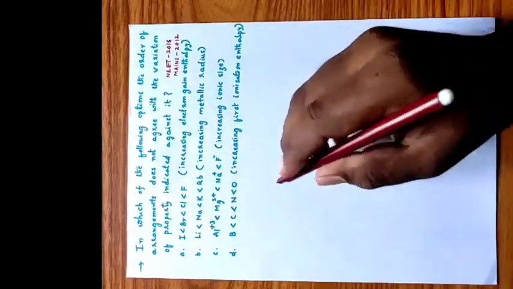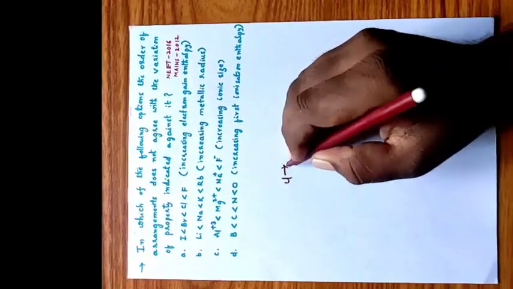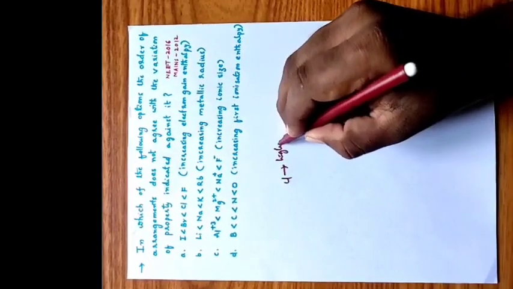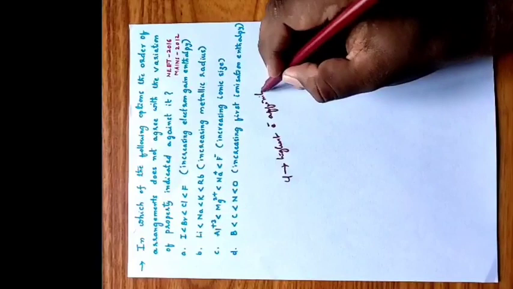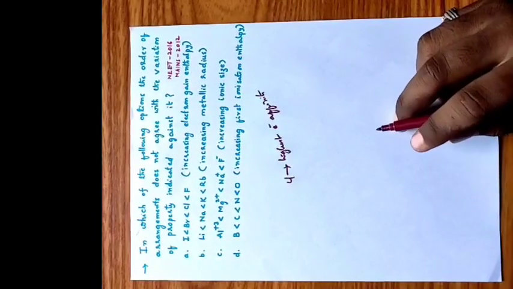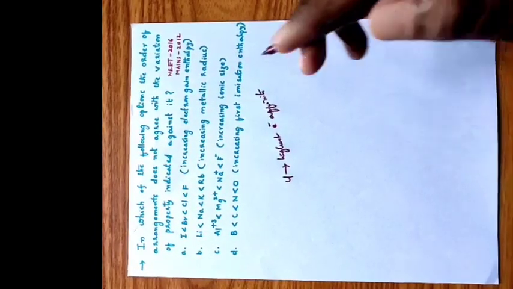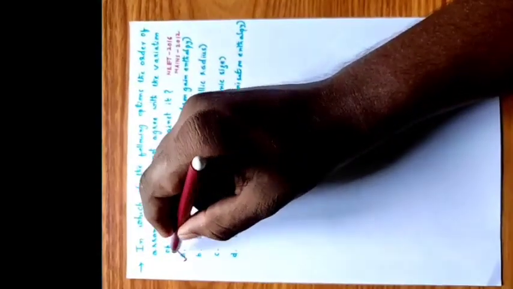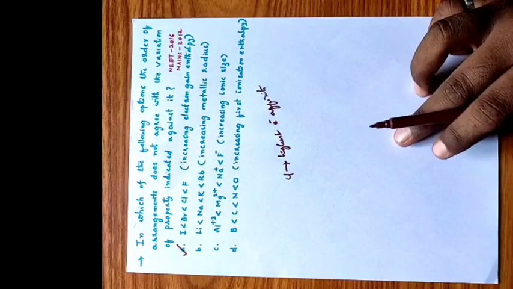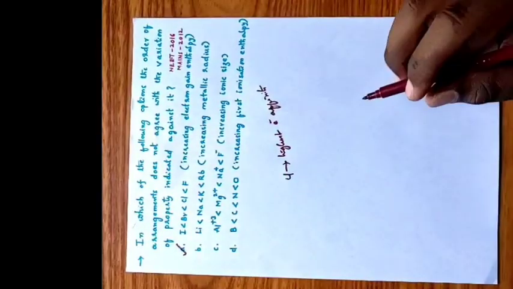We know that chlorine is the highest electron affinity element. So chlorine will be the highest electron affinity element. So it's very clear, they have given fluorine, so option A is wrong. Next, let us discuss option B.